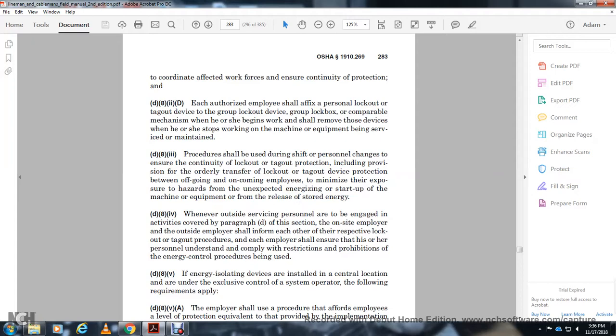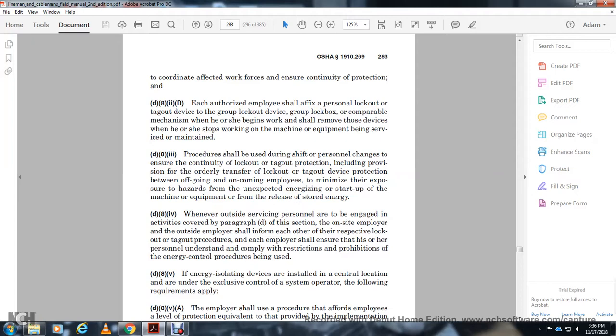Procedures shall provide for the orderly transfer of lockout or tagout device protection between outgoing and oncoming employees, to minimize their exposure to hazards from the unexpected energization or start-up of the machine or equipment, or the release of stored energy. Whenever outside personnel are engaged in activities covered by this section, the on-site employer and the outside employer shall inform each other of their respective lockout or tagout procedures. Each employer shall ensure that his or her personnel understand and comply with the restrictions and prohibitions of the energy control procedure being used.